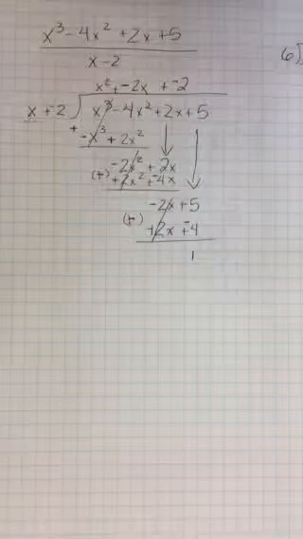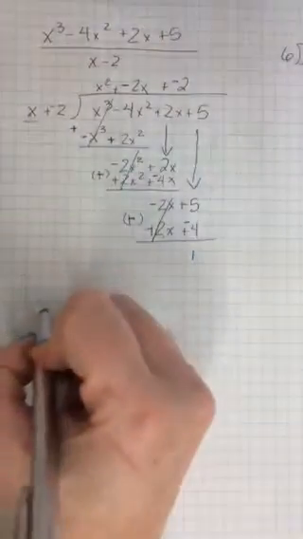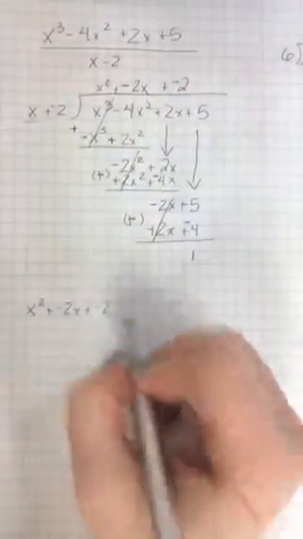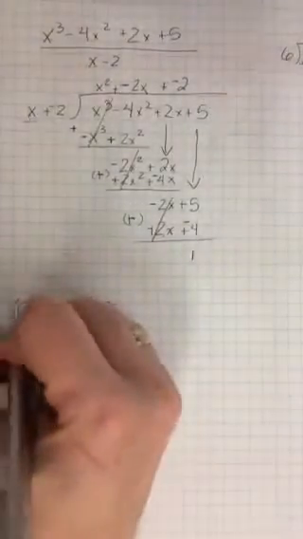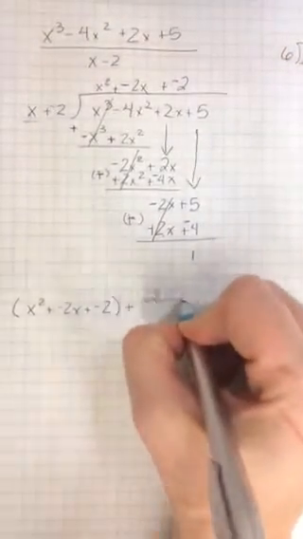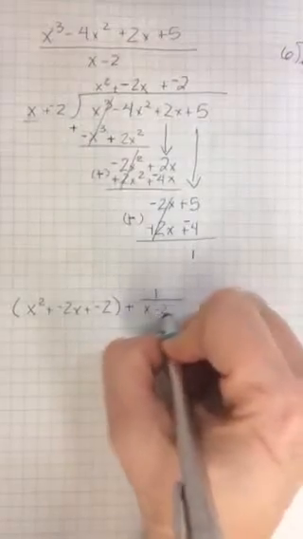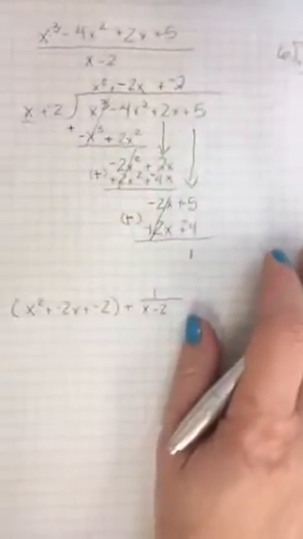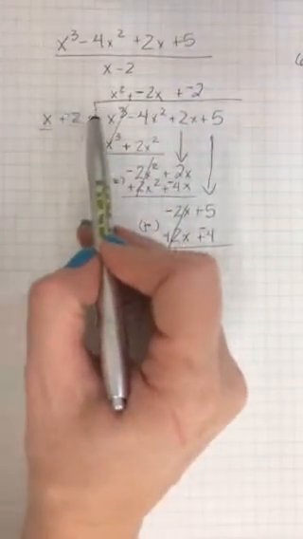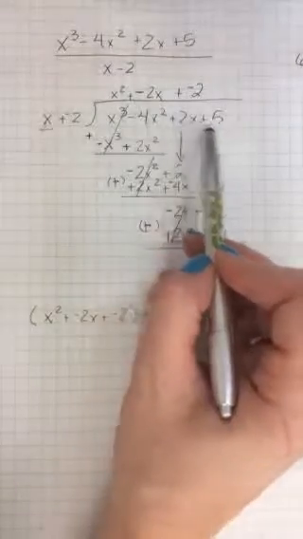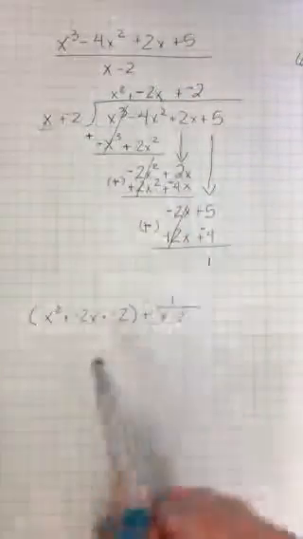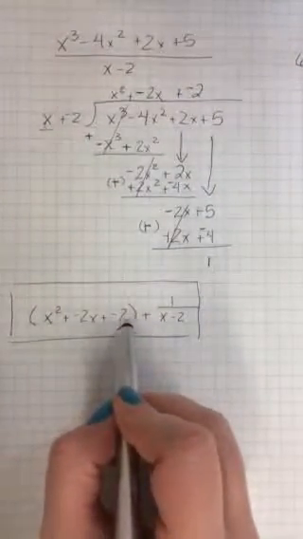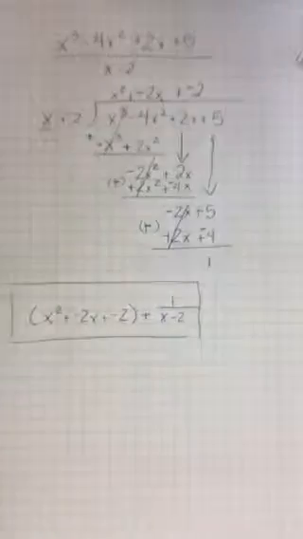So now I have a remainder. My quotient is x squared plus negative 2x plus negative 2. I write my remainder by adding on the remainder, just as I did over here. I can add the fractional part to my quotient. So my final answer, when x to the third minus 4x squared plus 2x plus 5 is divided by x minus 2, is x squared minus 2x minus 2 and 1 over x minus 2.